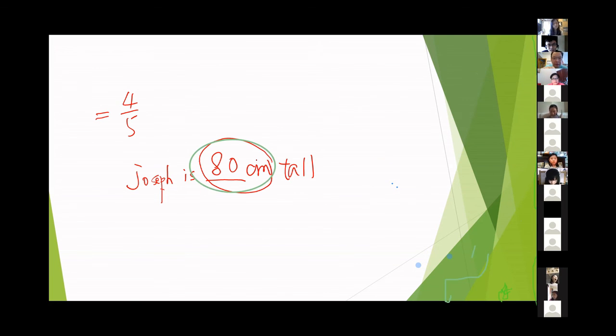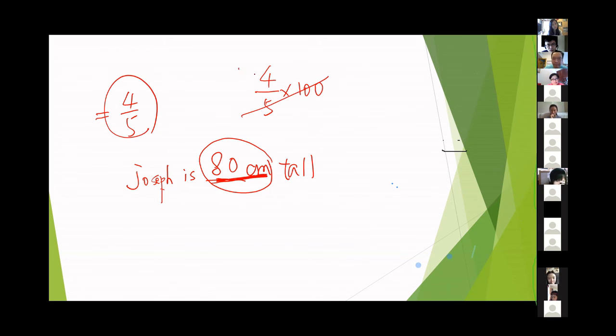So if you are writing 80 cm, actually, we don't need you to write down the calculation as well. Do you think you need to write this one after this? No. The answer is no. You don't need to write that. However, if you write down Joseph is 80 meters tall, obviously this is wrong, right?